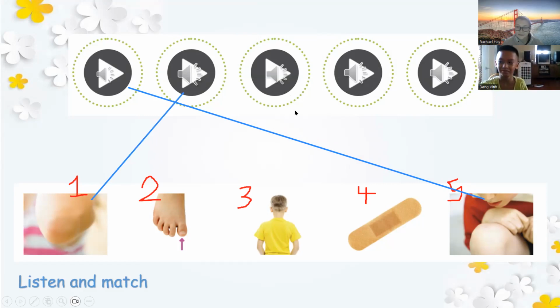Toe. Ow. I hurt my toe. Where is my toe? Two. Two. Good. Back. Ow! I hurt my back. Where is back? Three. It is three.